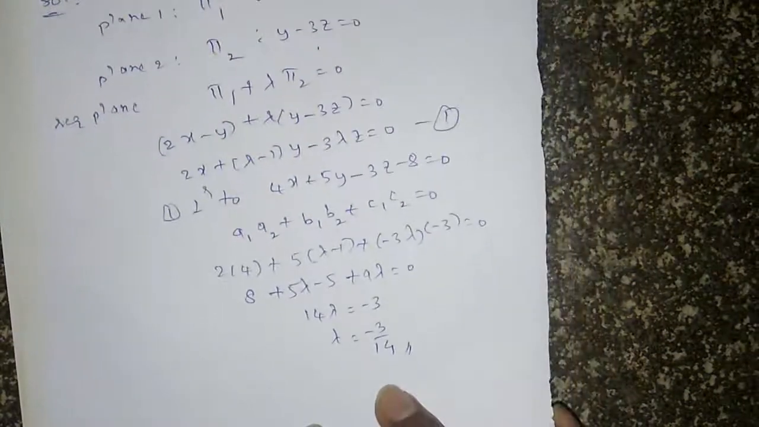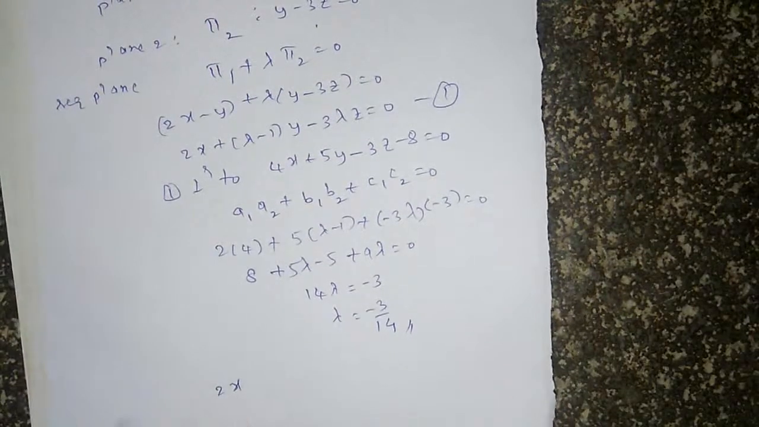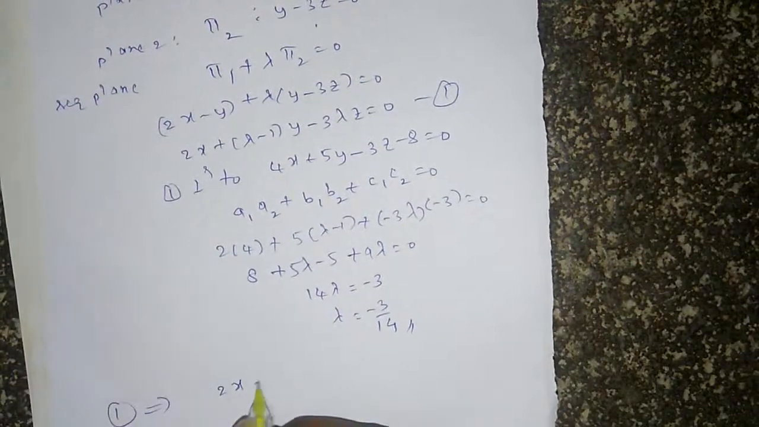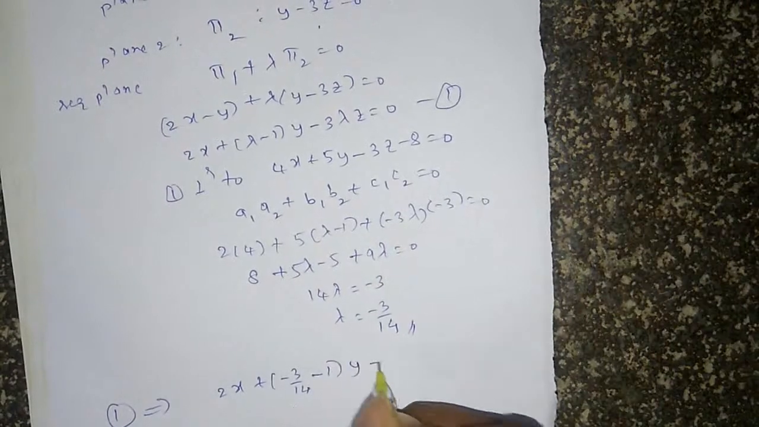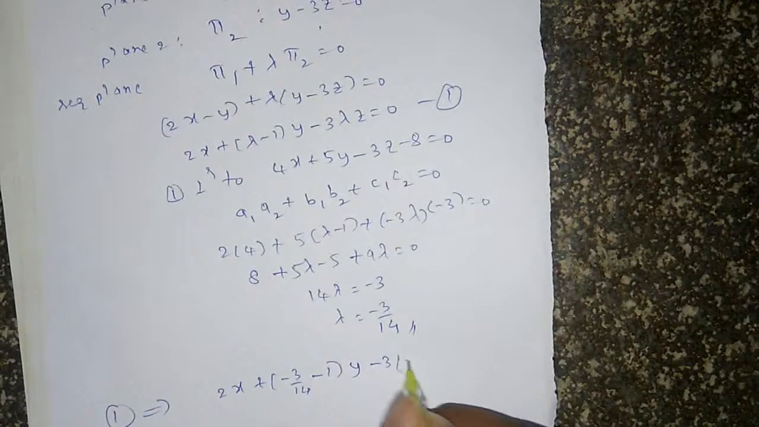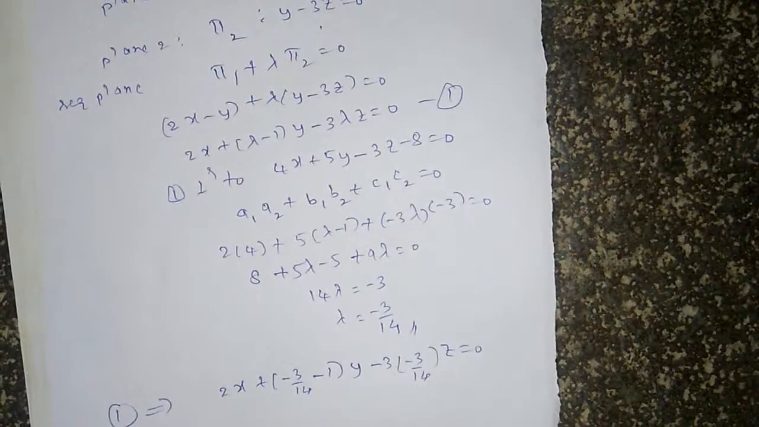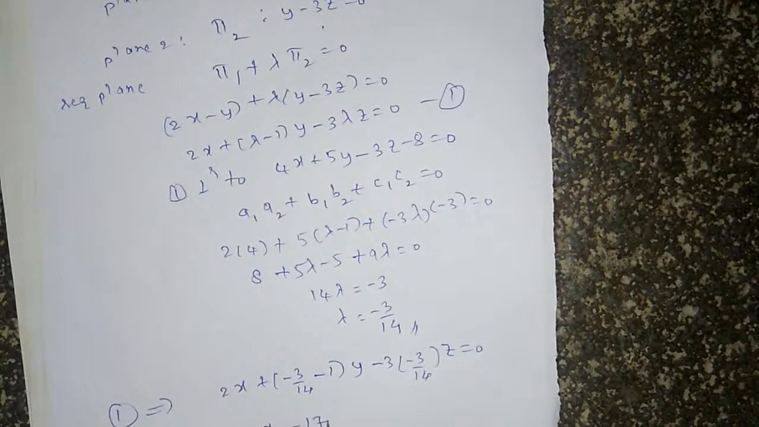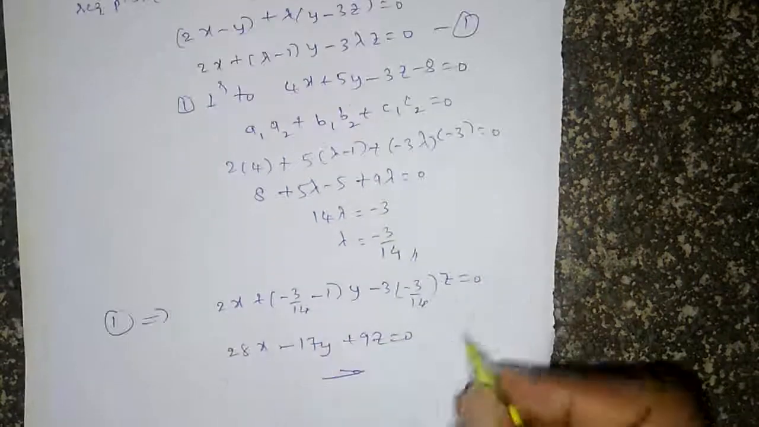Substitute the lambda value in equation 1, so we will get the equation of the plane. From 1 it implies 2x plus minus 3 by 14 minus 1 into y minus 3 into minus 3 by 14 z is equal to 0, that is 28x minus 17y plus 9z is equal to 0, which is the required equation of the plane.